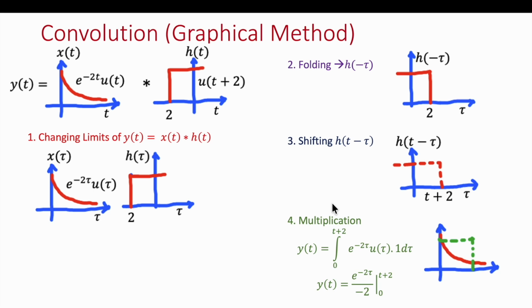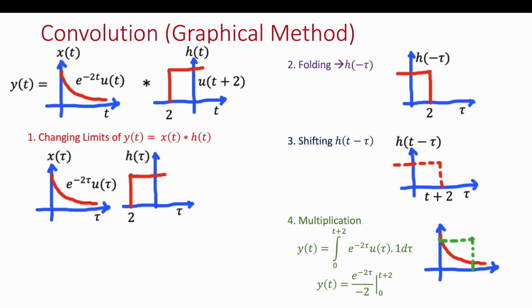The fourth step is the multiplication, that you need to multiply in the region where the two signals overlap, like h of t minus tau overlapping with the input signal x of tau. You know that the signals overlap where the lower limit is 0 and the upper limit is t plus 2. At that place both signals will overlap, so y of t is equal to the integral from 0 to t plus 2 of e raised to minus 2 tau u of tau, and the unit step amplitude is 1, multiplied by 1.